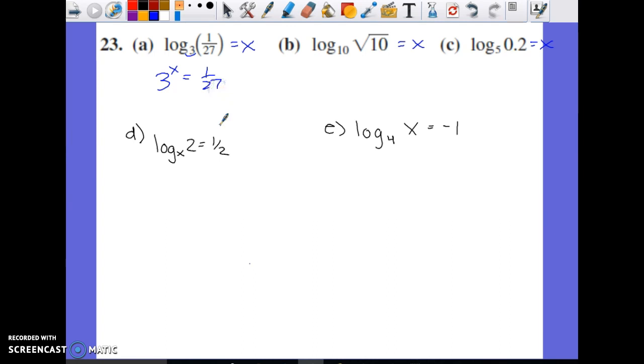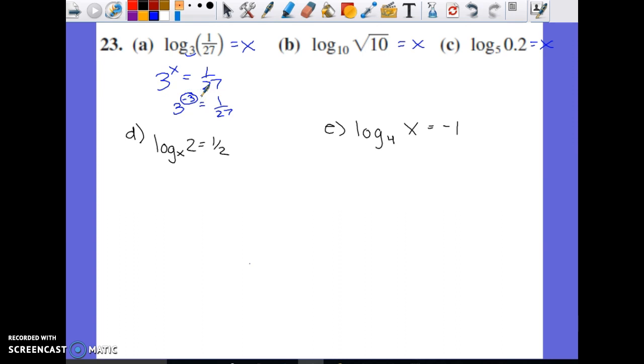I might have to think for a second because I just took a whole number and I turned it into a fraction. What you may notice is that 3 to the third is 27. If only I could get that to be in the denominator. Oh wait, I can by making it a negative. So if I do 3 to the negative third, that would give me 1 over 27. So negative 3 is my answer.